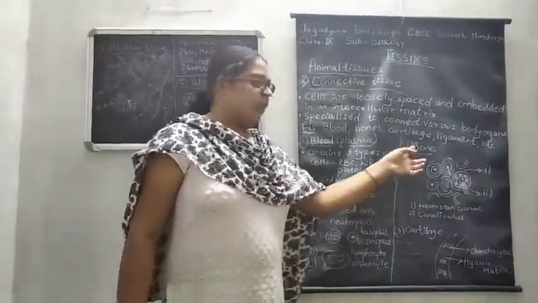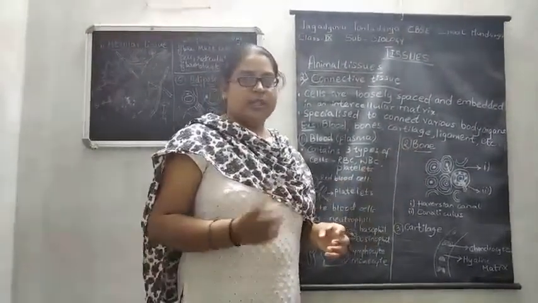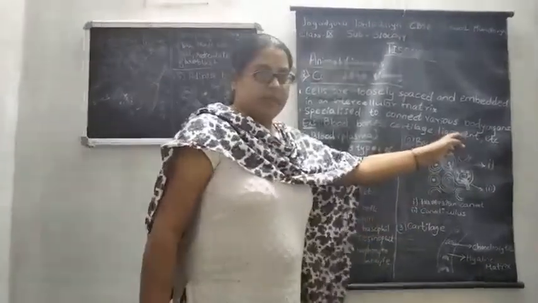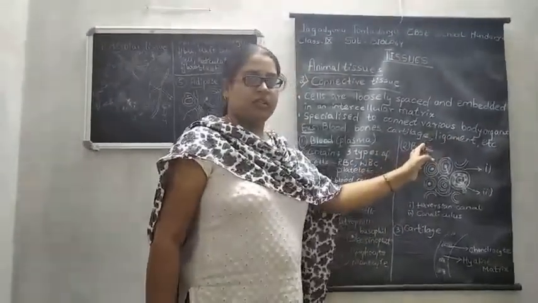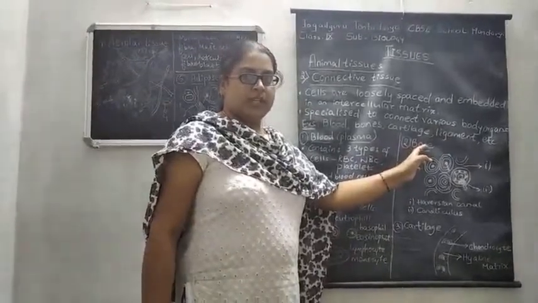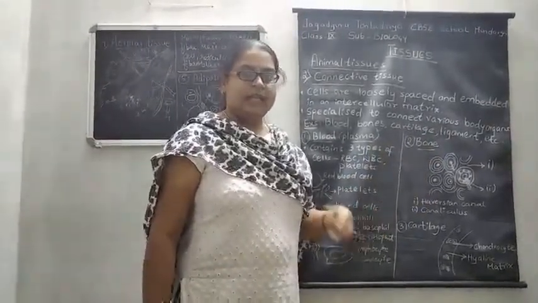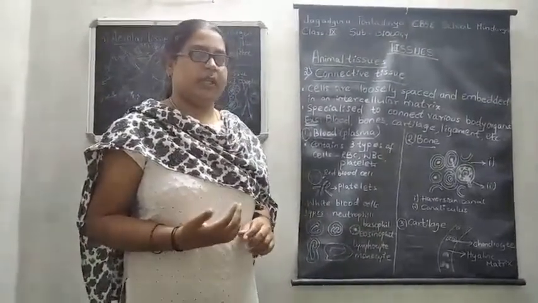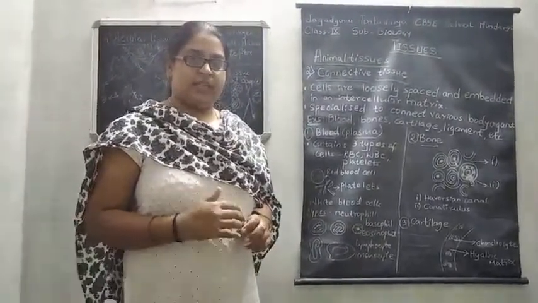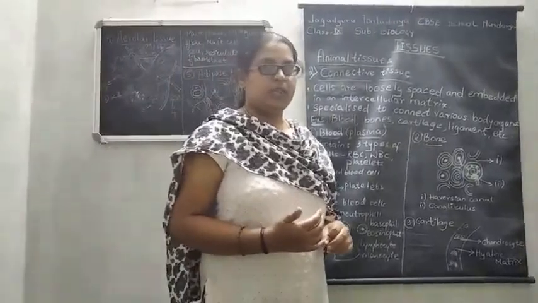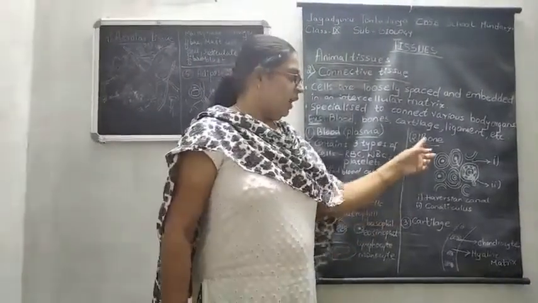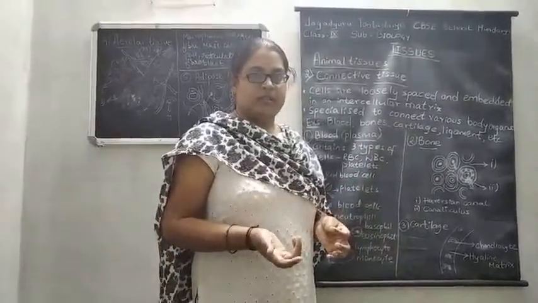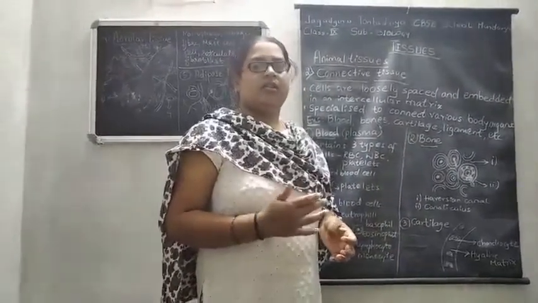Okay, if two bones are interconnected with each other, that type of connective tissue we call a ligament. A ligament connects one bone with another bone. It is a little flexible, and it mainly provides flexibility to the body organs. Another type of connective tissue which will connect bone with muscle, we call a tendon.